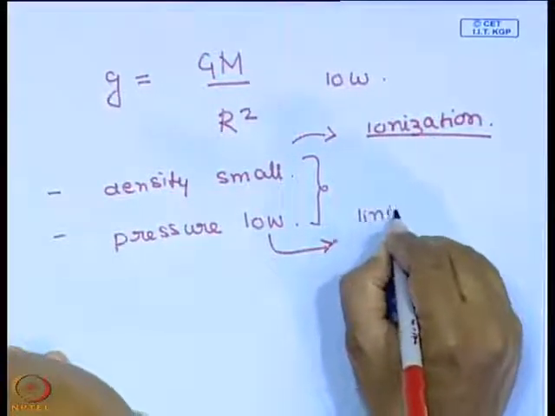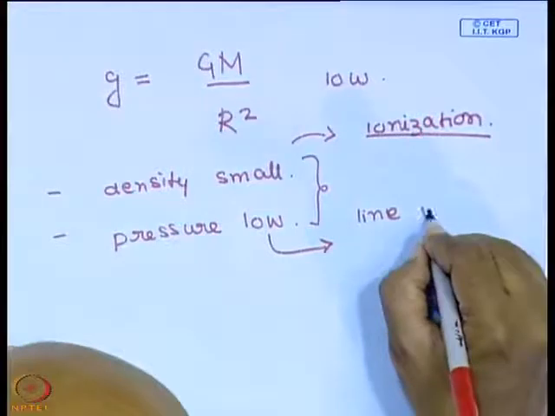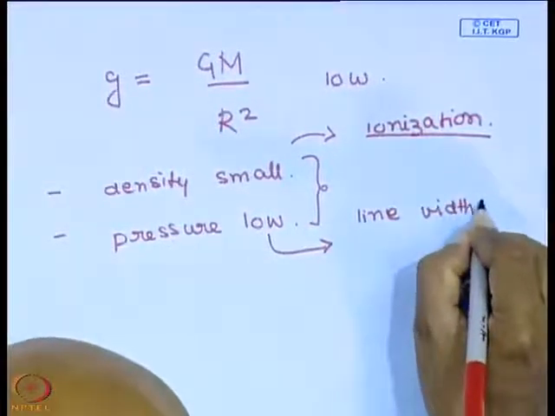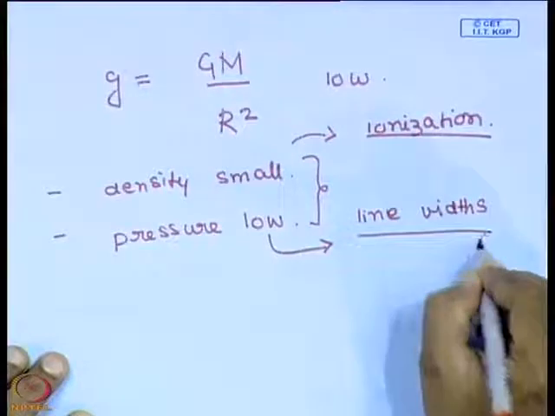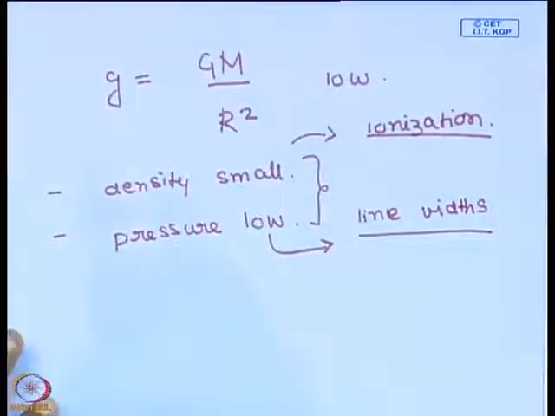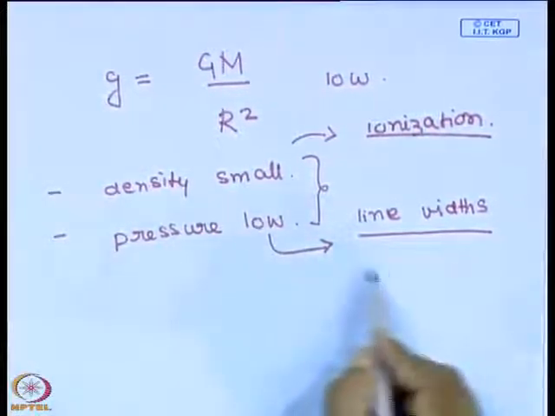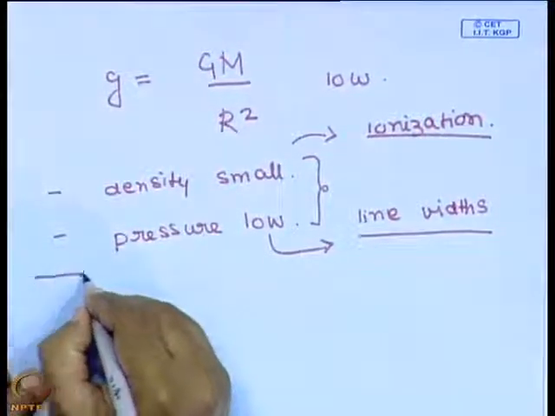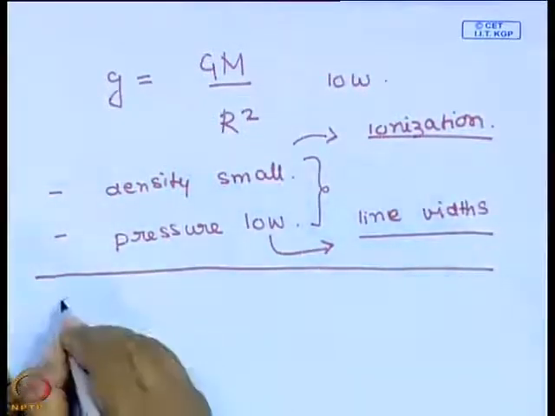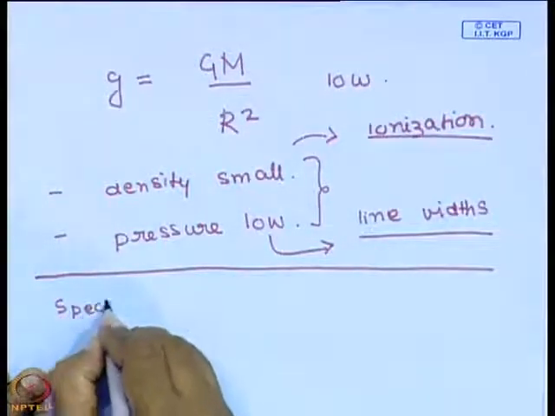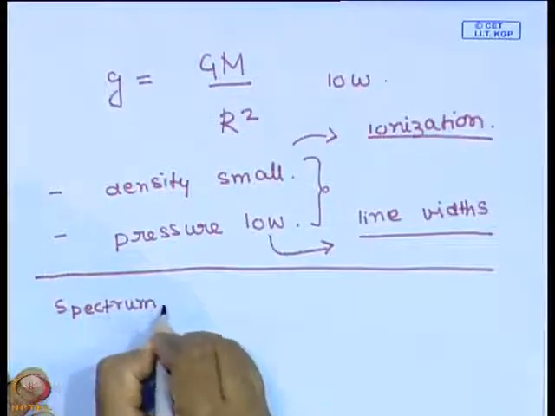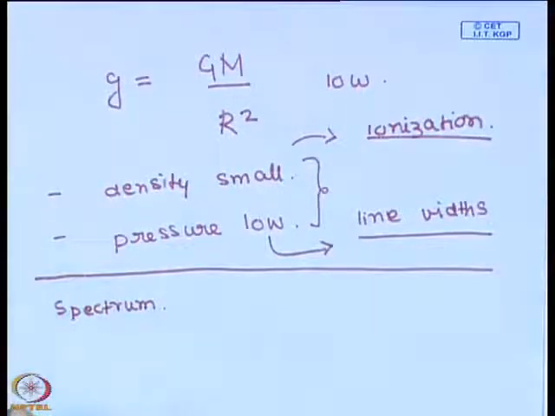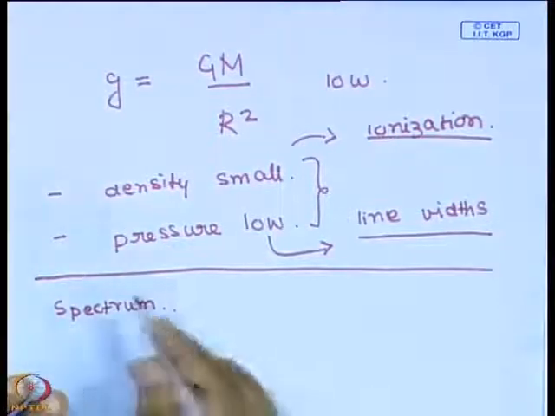If you look at the spectral lines from the surface, the line widths reflect the pressure, and the more the pressure, you have the broader lines due to pressure broadening. So, for these giants you will have narrower lines, because pressure is low, and from looking at the spectrum, it is possible to classify a star as a giant, etc.